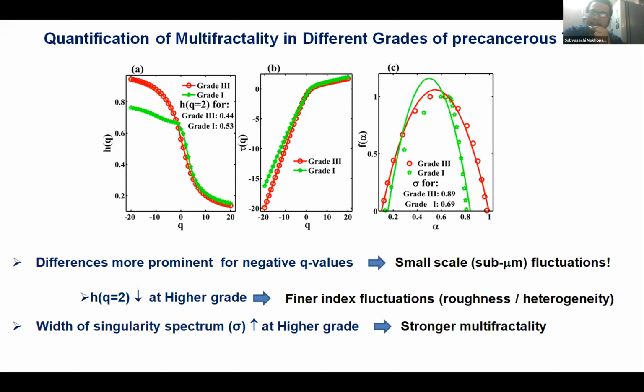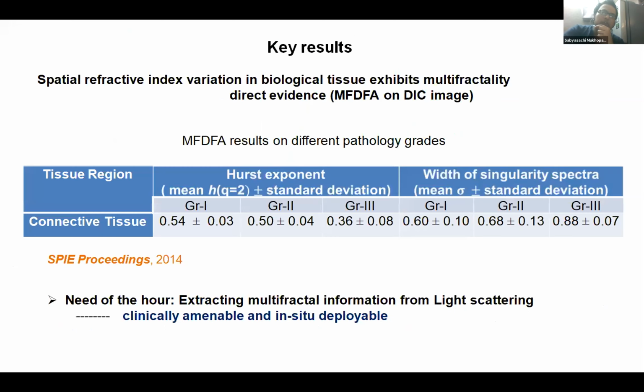But from a single sample, you can't make any judgment. We have to do the analysis for multiple samples. So this was the overall initial-level scenario, that from the in vitro samples, we got the idea that from grade 1 to grade 3 there is a decreasing trend in the Hurst exponent, and from grade 1 to grade 3 for the singularity spectrum width, there is an increasing trend.